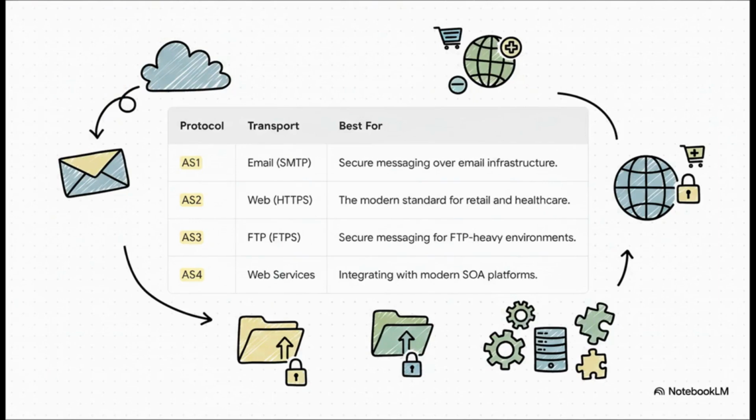The Applicability Statement, or AS series, are all standards for sending secure data over Internet protocols you already know. AS1 uses email. AS2, which is by far the most popular one today, uses the web via HTTP. It's huge in retail, mainly because giants like Walmart required it early on, which created this massive network effect. AS3 does the same thing but for FTP, and AS4 is built for modern web services.